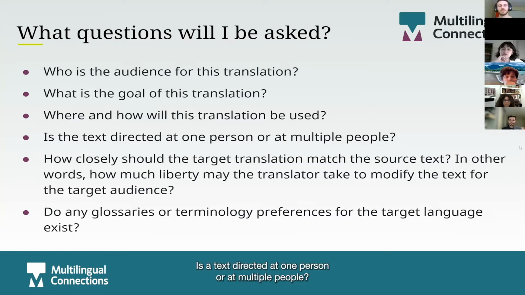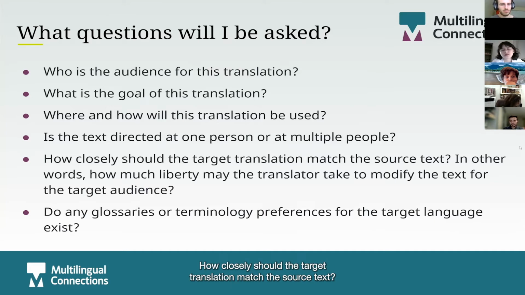Is the text directed at one person or at multiple people? So in English, we don't have a singular and a plural you. When we say you, it could be at one person or multiple people, but many languages do. So knowing that is important for the translation to be accurate.